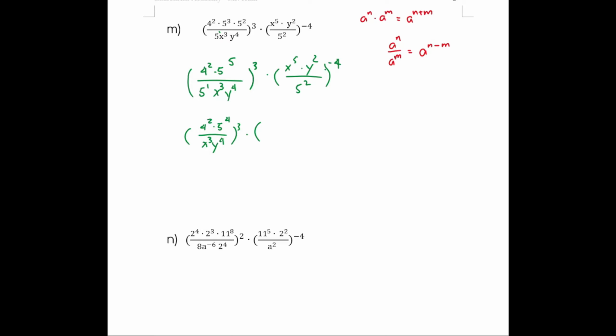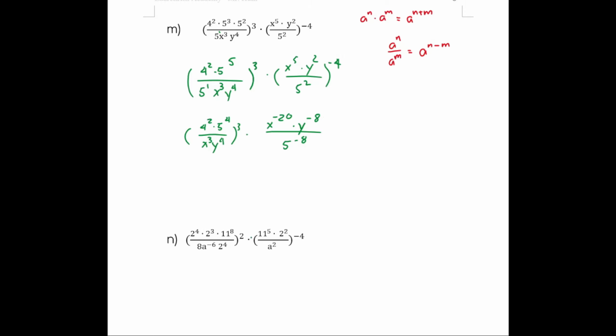So we'll just distribute that exponent. We get x to the 5 times minus 4 is minus 20, y to the 2 times minus 4 is minus 8, all over 5 to the power of 2 times minus 4, which is also minus 8. Okay. And actually we don't even need these brackets anymore. We'll get rid of those.